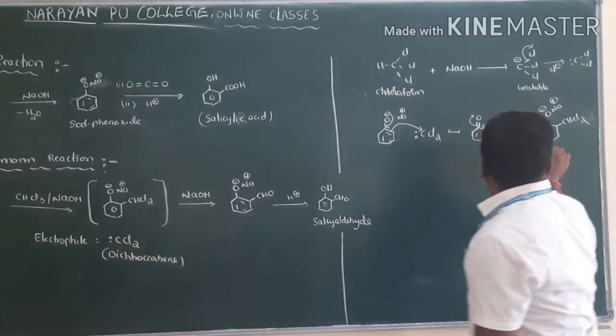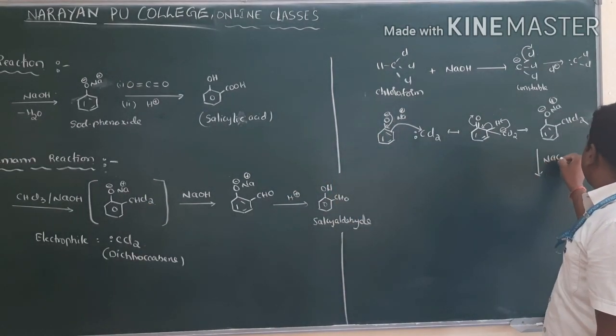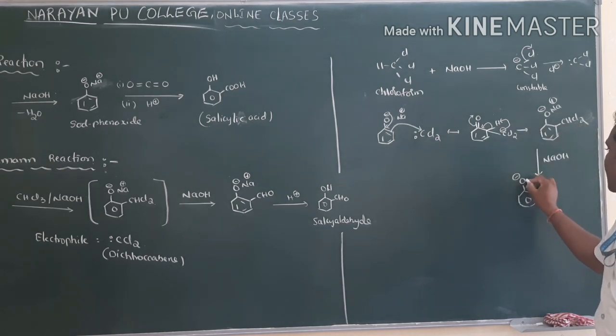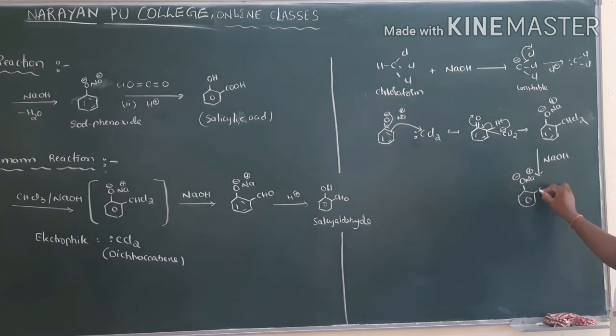Now you have to treat this one with the NaOH. NaOH means a substitution reaction. 2 chlorine atoms will be substituted. Then what compound will you get? O minus and Na plus and CH, OH and OH. 2 molecules of HCl will be removed here.